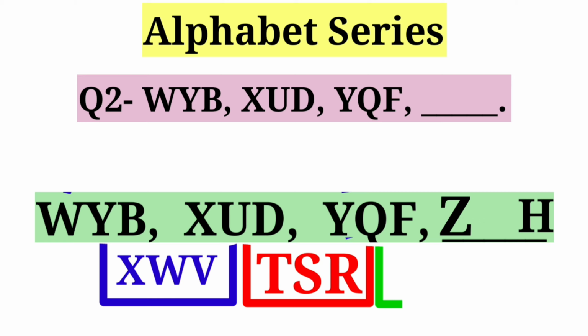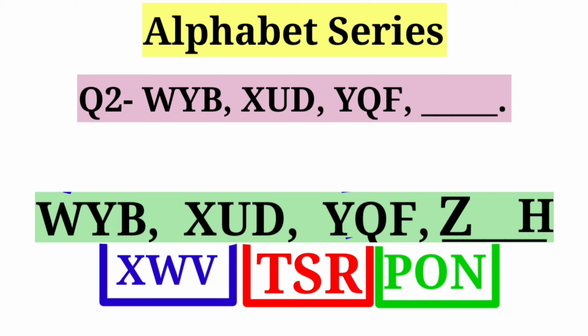Similarly, before Q there should be three alphabets. So the alphabets are N, O, P. So the alphabet that completes the series is M. You will write M here. So the answer is Z, M, H.